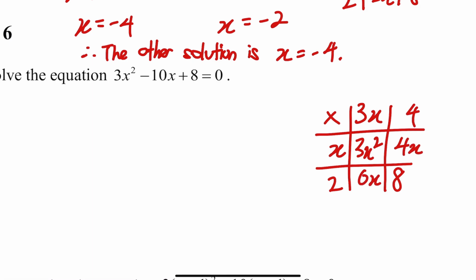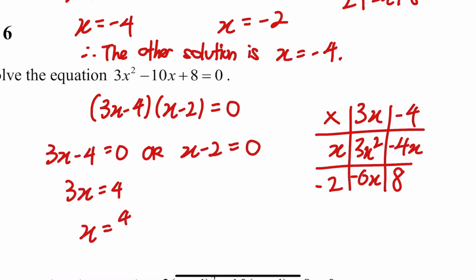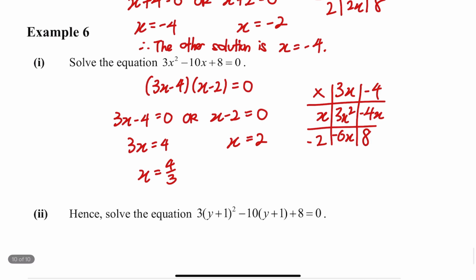Then I want to get negative 10. So to get negative 10, both must be minus, then minus 4x minus 6x. So therefore, over here, I'll get 3x minus 4 times x minus 2 is equal to 0. Therefore, 3x minus 4 is equal to 0, or x minus 2 is equal to 0. Therefore, 3x is equal to 4, x equals 4 over 3, or x equals 2. Okay, this is for part 1, solving this equation here.